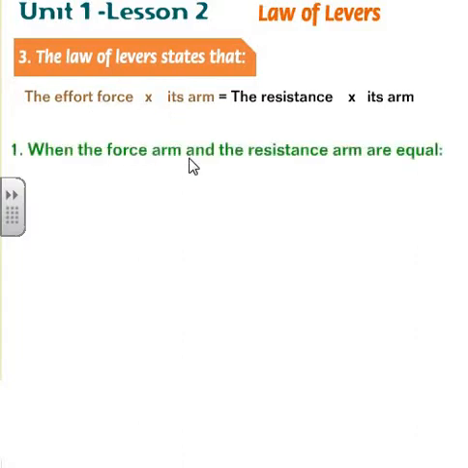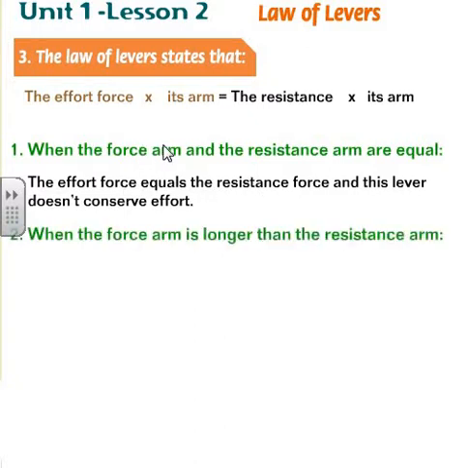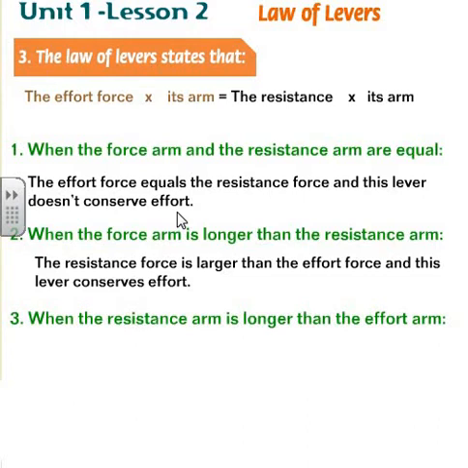When the force arm and the resistance arm are equal, the effort force will equal the resistance. So if the force arm equals the resistance arm, the force will be equal to the resistance. And this lever doesn't conserve effort, because the force is exactly the same as the resistance.